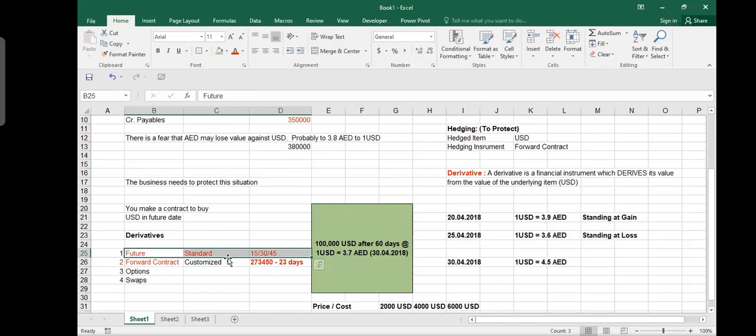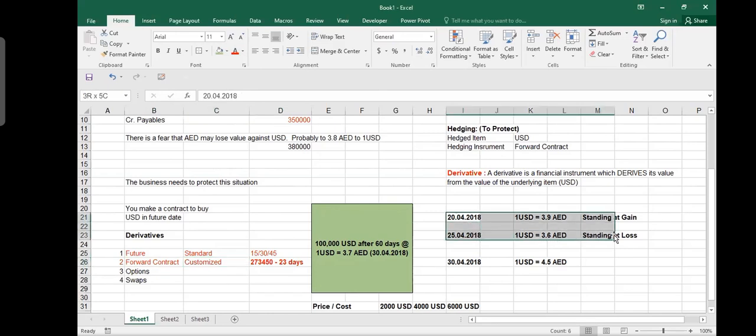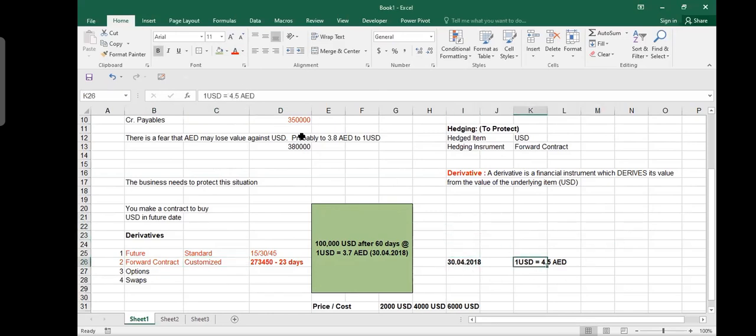Okay. So what will happen? Now a standard contract is there, and this is my customized one. But then imagine, I'll just delete all of this data. Imagine that on 30th of April, when the execution time comes in, what will happen? The market is 3.5 AED. Now, if the market is $1 equal to 3.5 AED on that execution date, you will feel regret.